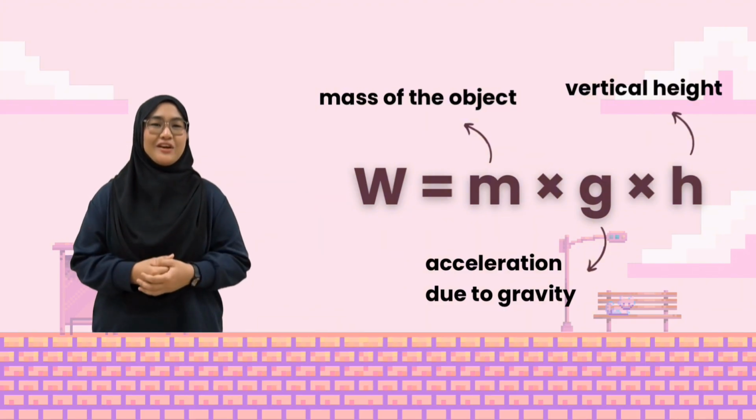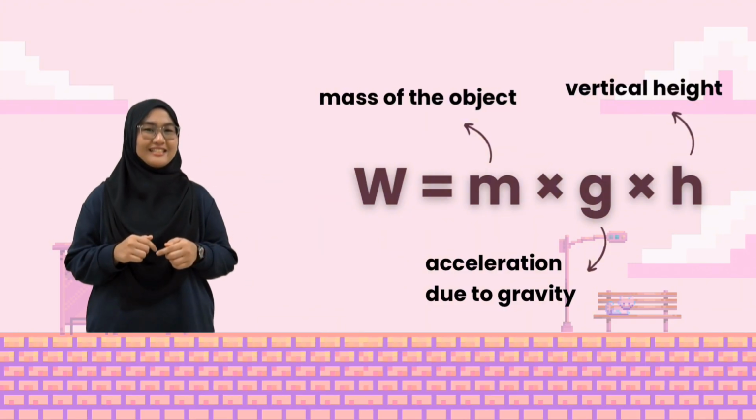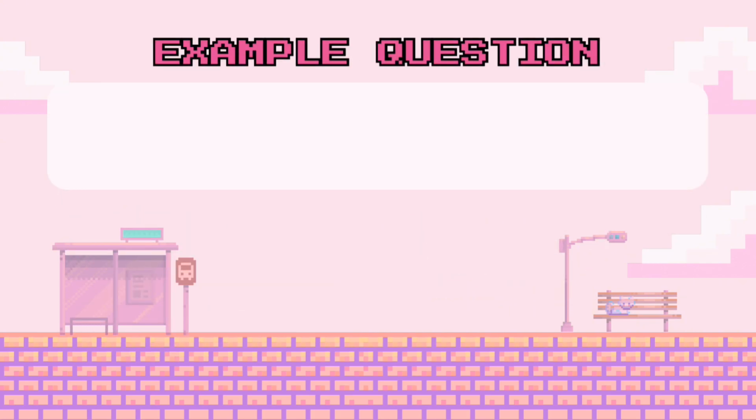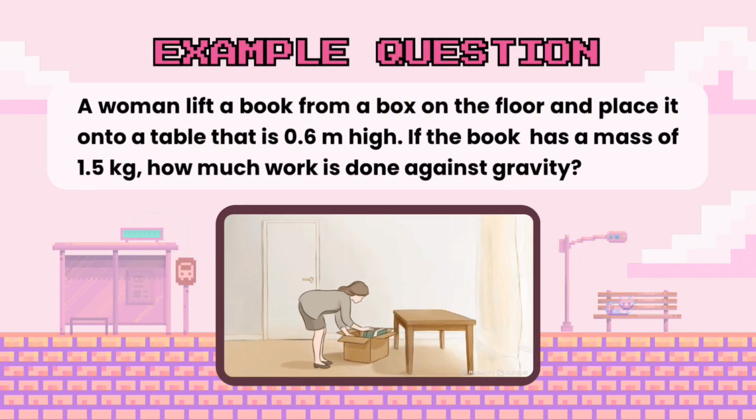Now, let us try this simple question. A woman lifts a book from a box on the floor and places it onto a table that is 0.6 meter high. If the book has a mass of 1.5 kilogram, how much work is done against gravity?